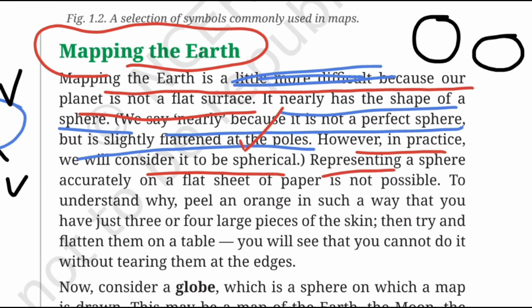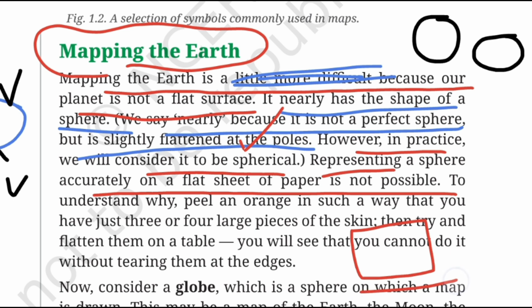Representing a sphere accurately on a flat sheet of paper is not possible. We cannot draw it exactly. Why? Because this earth is a 3D figure, and we want to draw it on a map. A map is a 2D figure. What is 2D and 3D? 2D means there will be 2 dimensions. For example, your paper is a 2-dimensional figure, there will be some length, some breadth.